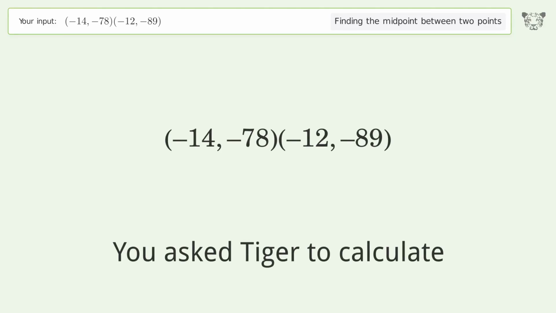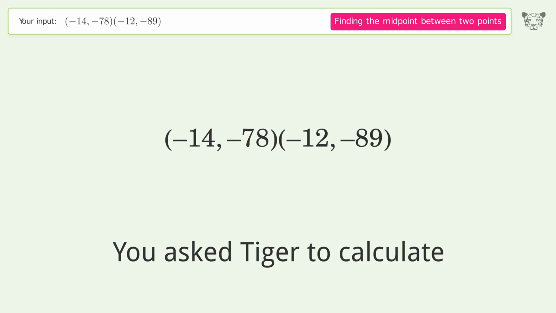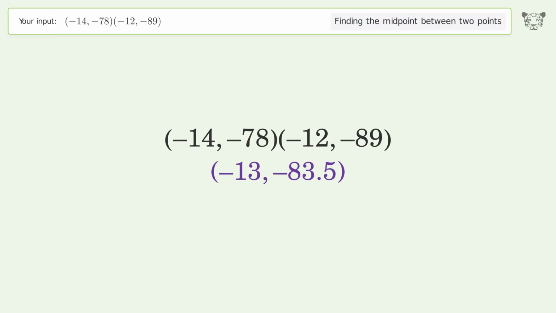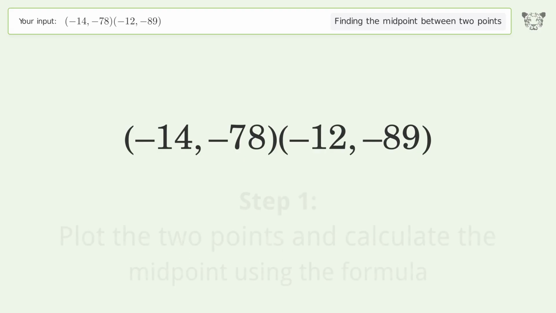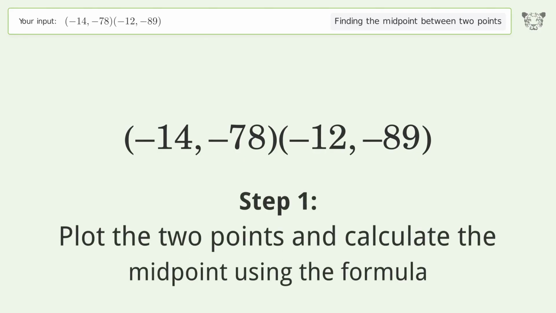You ask Tiger to calculate. This deals with finding the midpoint between 2 points. The midpoint between the 2 points is -13, -83.5. Let's solve it step by step. Plot the 2 points and calculate the midpoint using the formula.